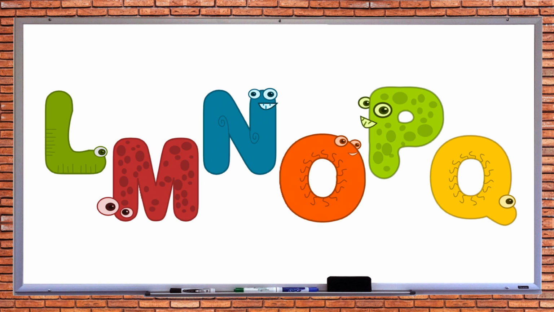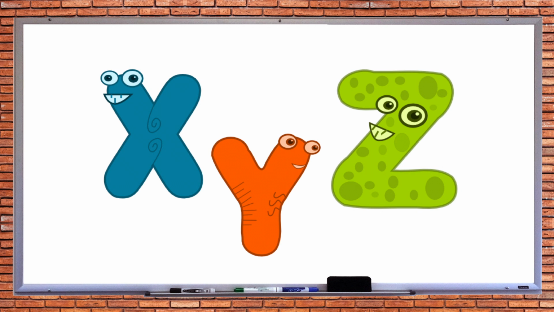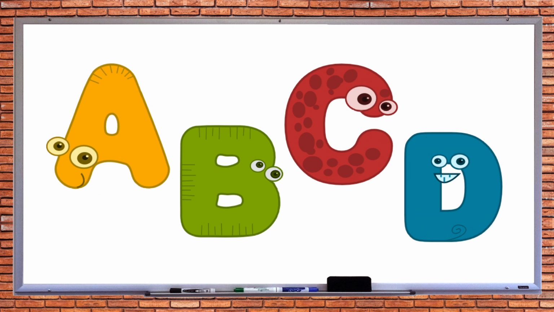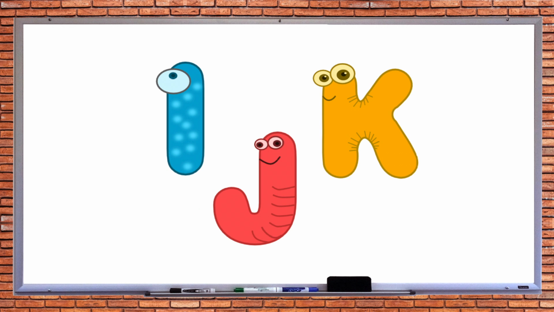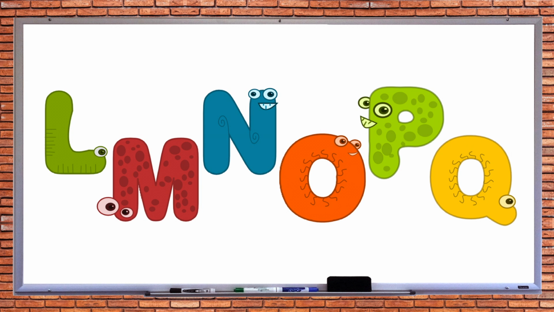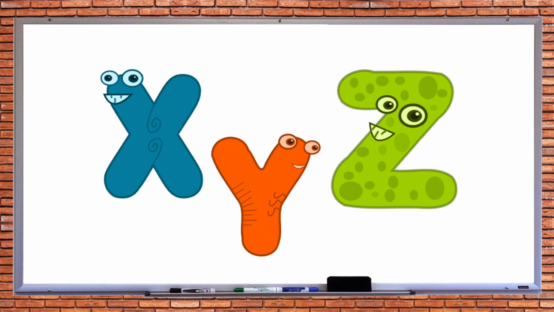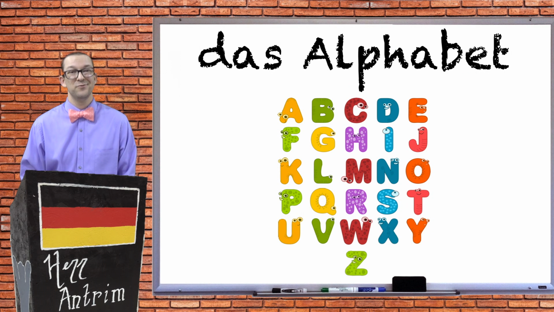A, B, C, D, E, F, G, H, I, J, K. Wunderbar. L, M, N, O, P, Q, R, S, T, U, V, W, X, Y, Z. Das ist nett. And now for a fun little skit.